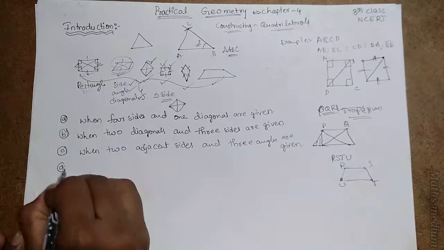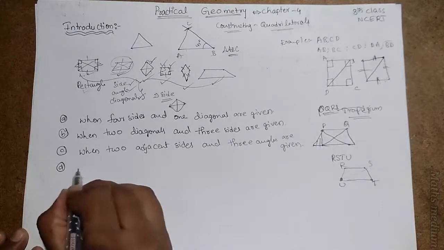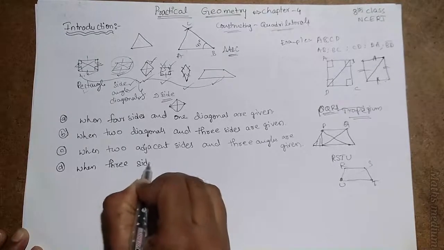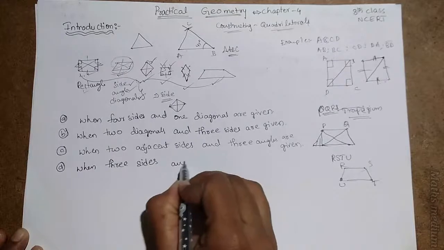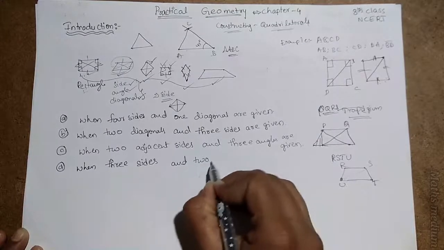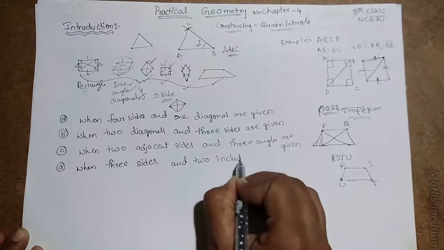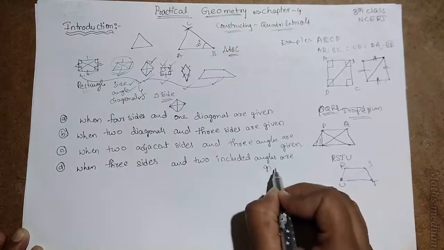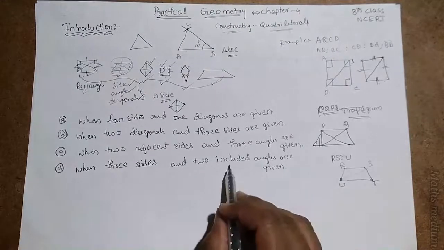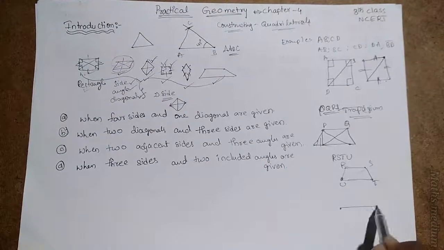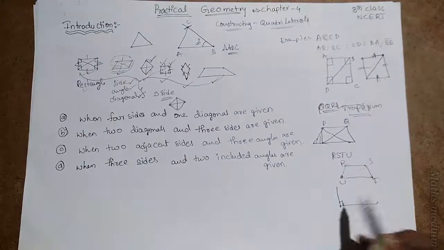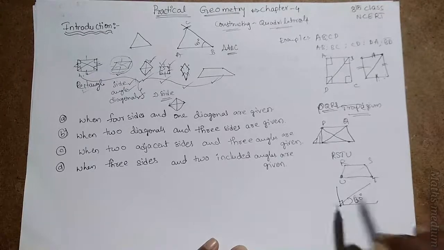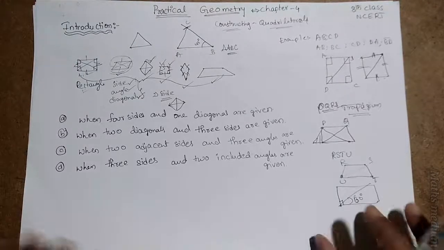Next, coming to the D, when 3 sides and 2 included angles are given. Here we know about the angles, but included angles is nothing but if you take a base like this, here is the one angle right angle, and here is the another angle like 30 degrees or a 60 degrees, etc. Then we have to construct a quadrilateral like this.